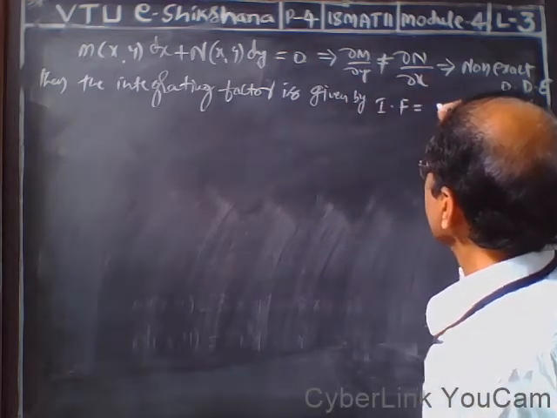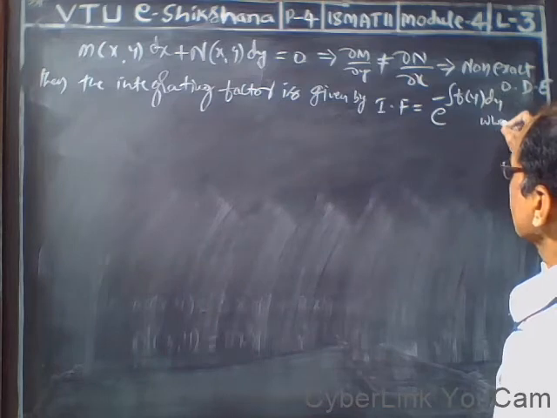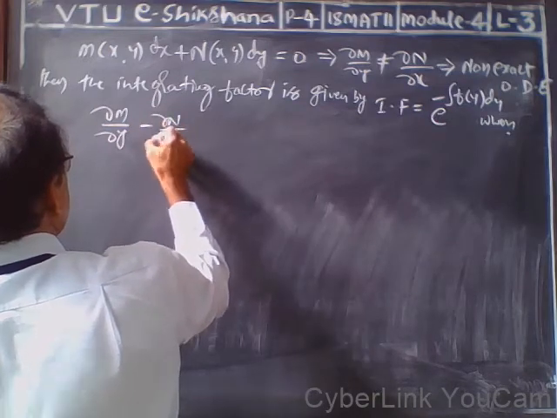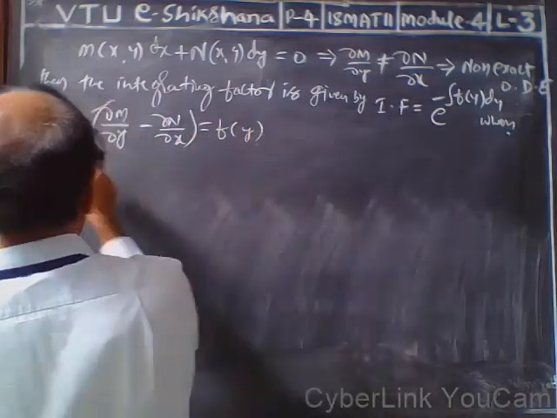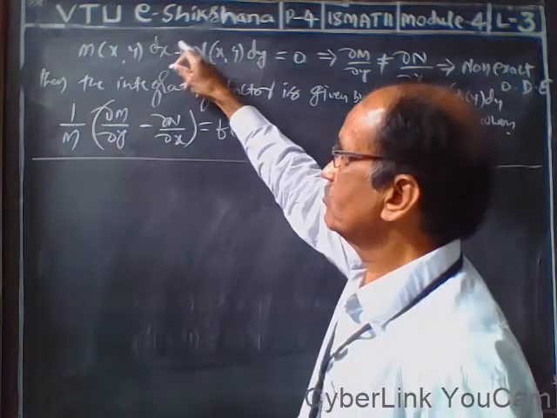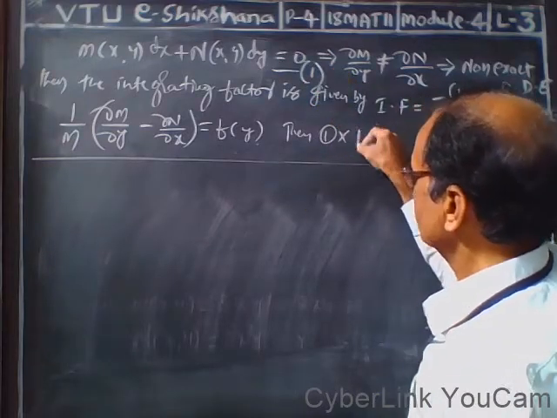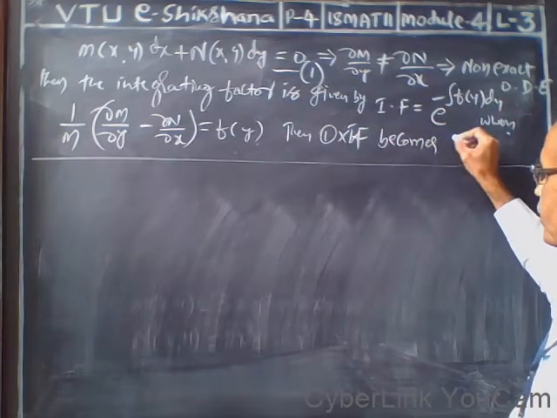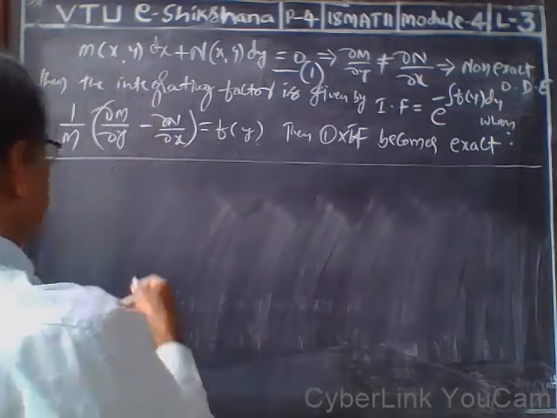IF equal to e to the power minus integral of f(y) dy, when (del M by del y minus del N by del x) multiplied by 1 by M is a function of y alone. This is the conversion of non-exact into exact differential equation. Then equation 1, if you call this equation 1, multiplied by IF becomes an exact differential equation.